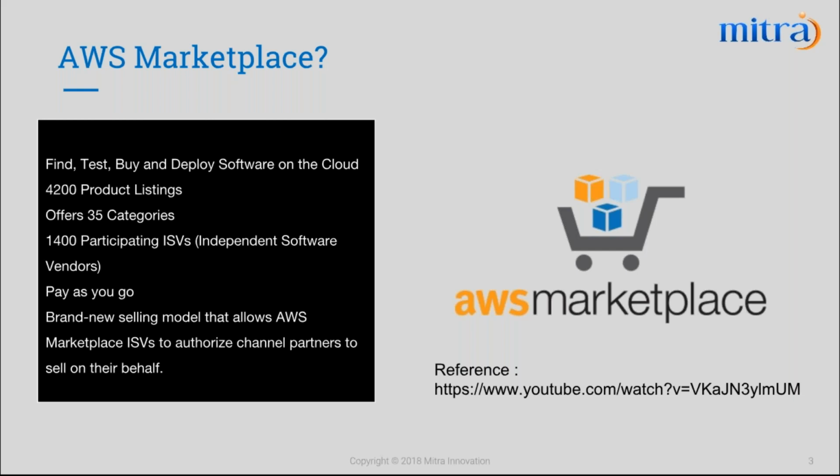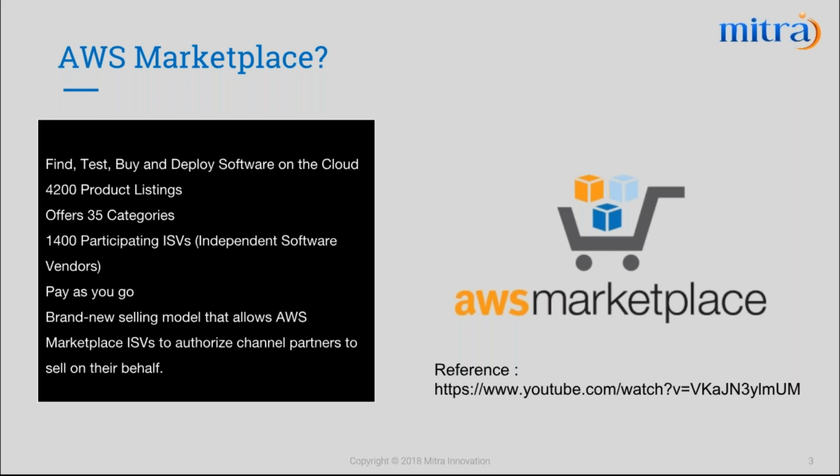First, we will look at what is AWS Marketplace. AWS Marketplace is a digital catalog of thousands of software listings from independent software vendors that make it easy to find, test, and deploy software that run on AWS. At the moment, there are about 4,200 product listings covering over 35 categories. These categories cover infrastructure software, developer tools, business IT, machine learning, IoT, and desktop applications. And there are about 1,400 participating independent software vendors in the AWS marketplace.